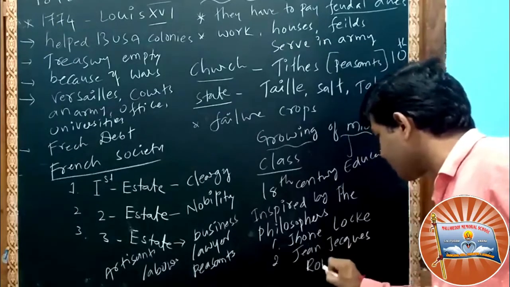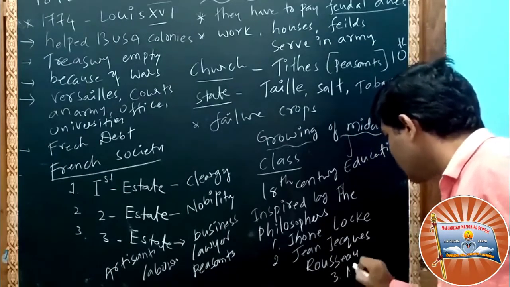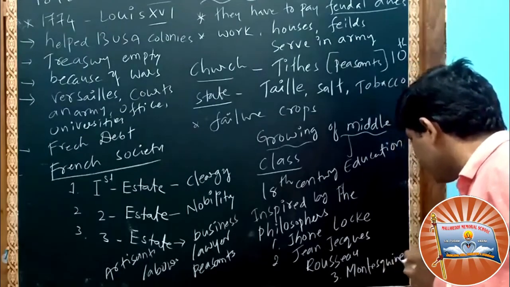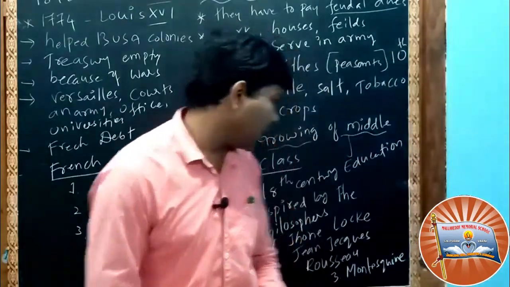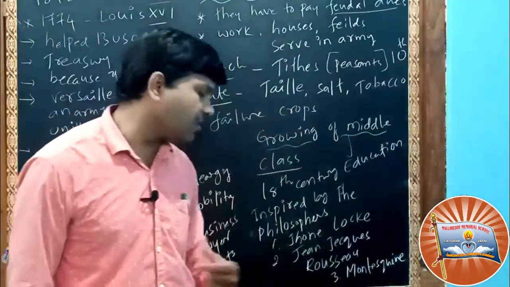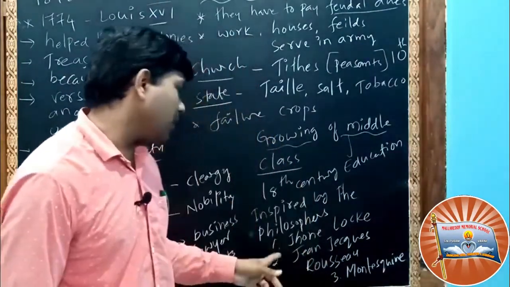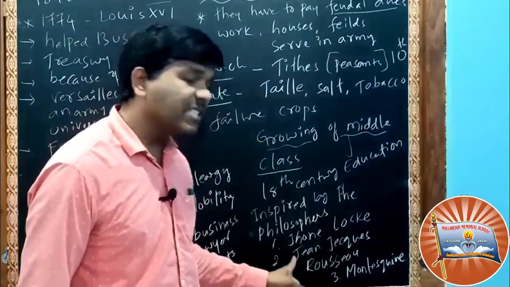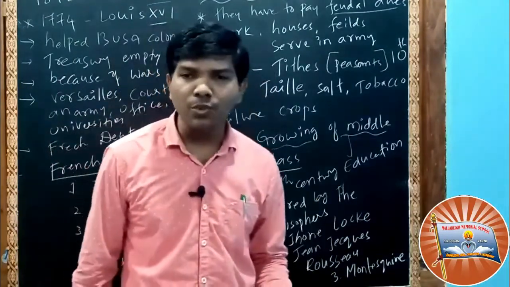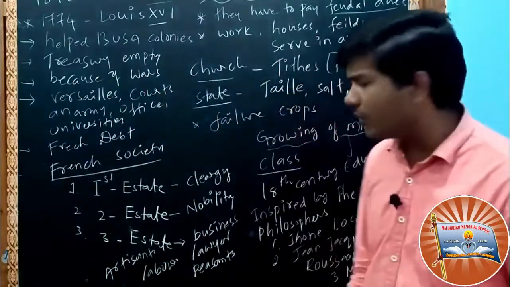Jean-Jacques Rousseau. And the third person was Montesquieu. I repeat, the middle class grew in the 18th century. They were inspired by philosophers like John Locke, Jean-Jacques Rousseau and finally Montesquieu. They were motivated. Sir, what are they telling, how are they motivating?